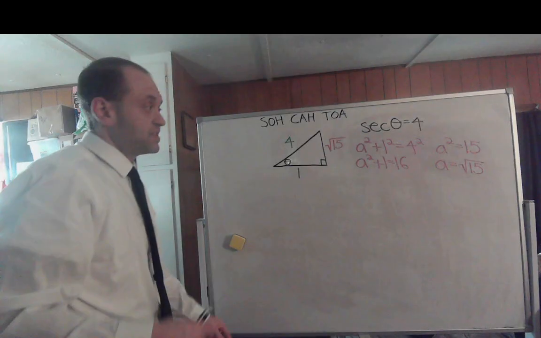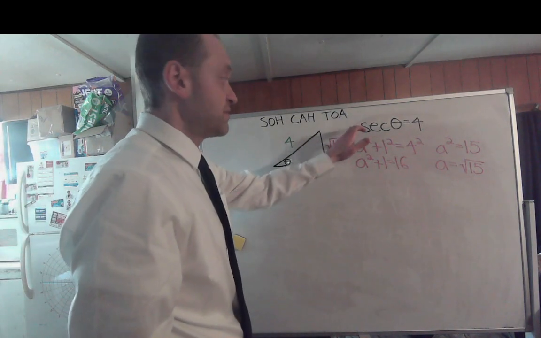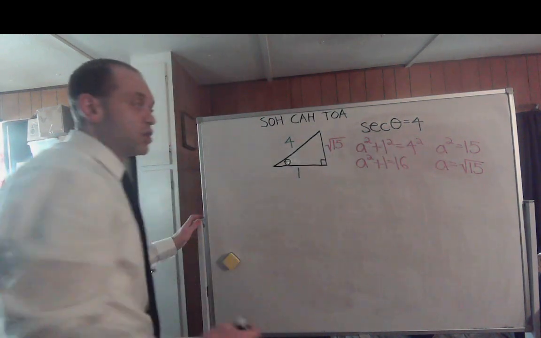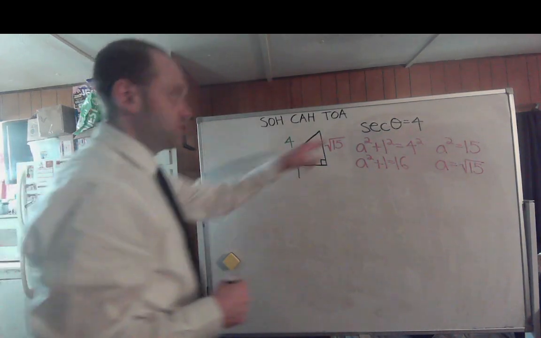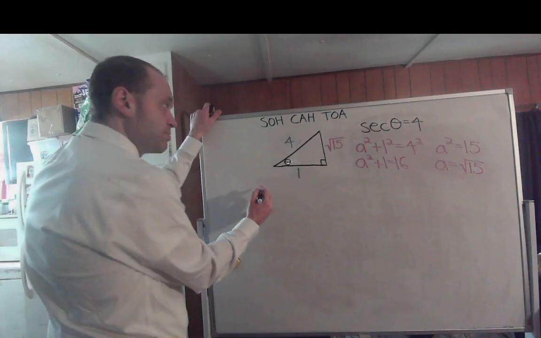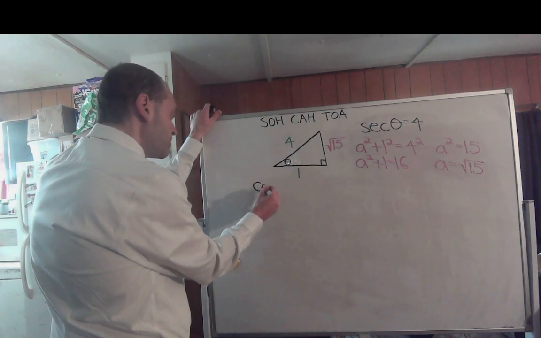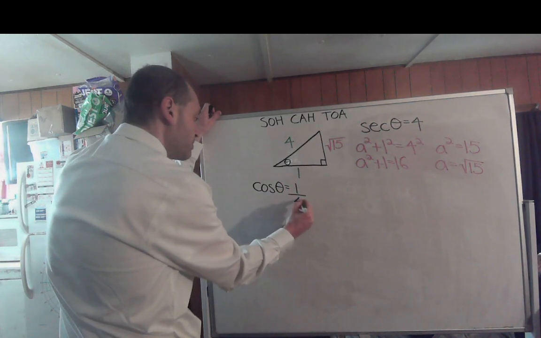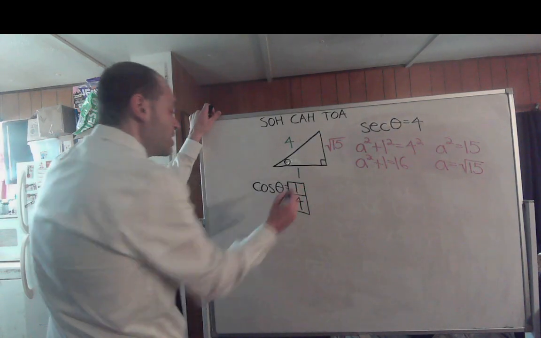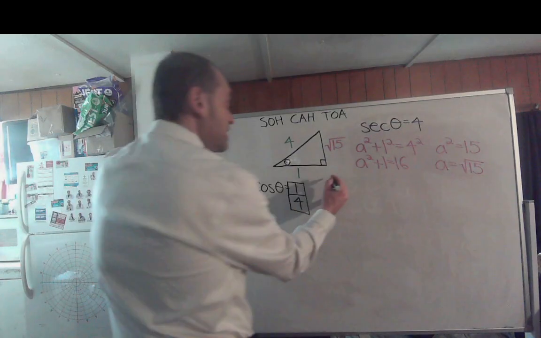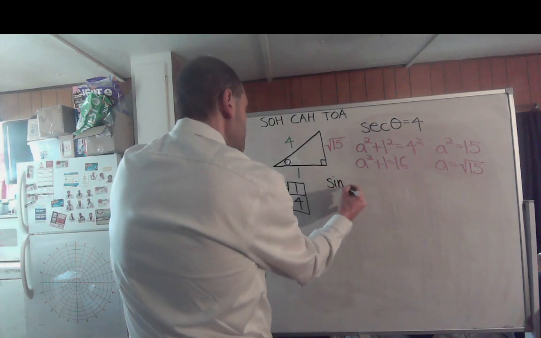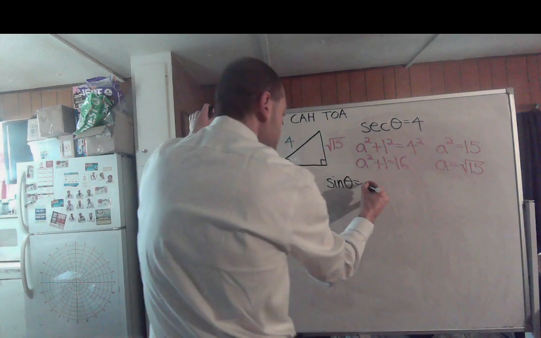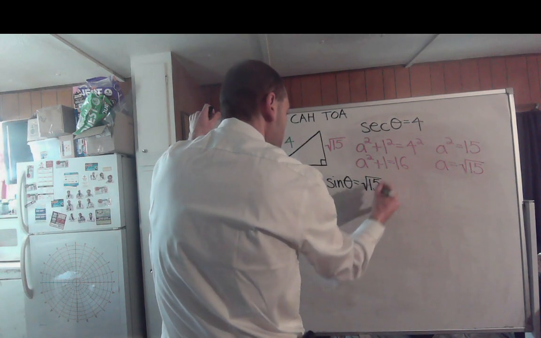So we have the secant, we have all the missing sides, let's find the other values. Since we're given the secant, it might be easiest to go right for the cosine, because the cosine's the reciprocal of the secant, so the reciprocal of 4 is 1/4. So the cosine of theta is going to be 1/4. Alright, now what about the sine? So the sine of theta is the opposite leg over the hypotenuse. That would be the square root of 15 over 4.